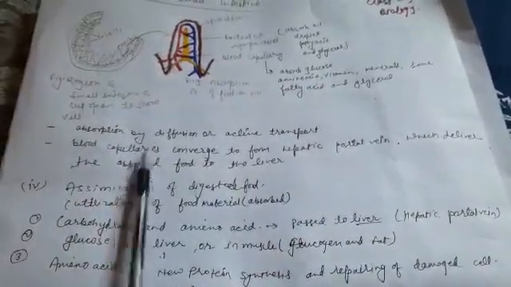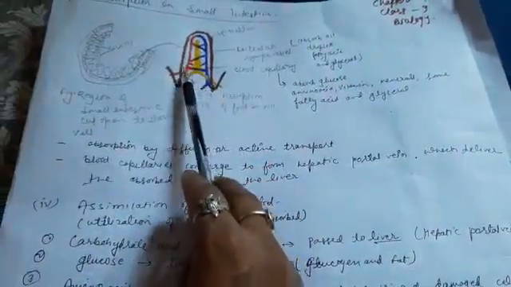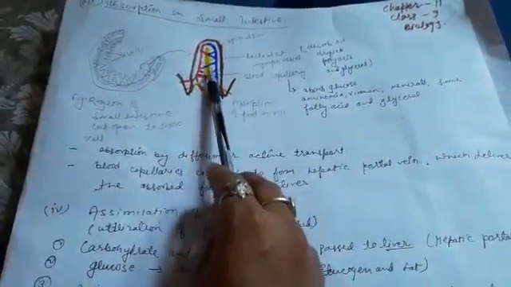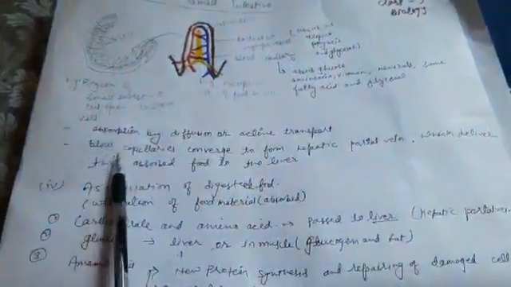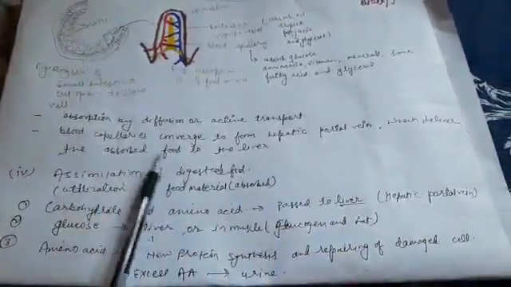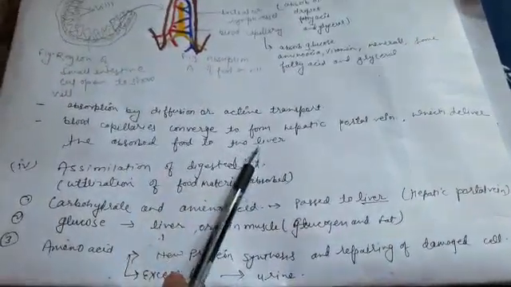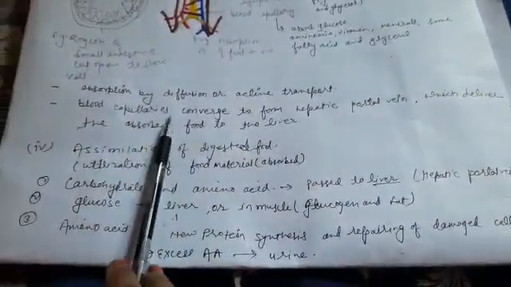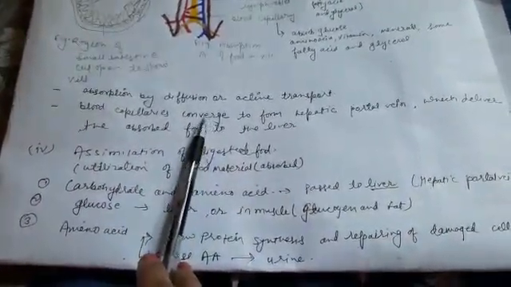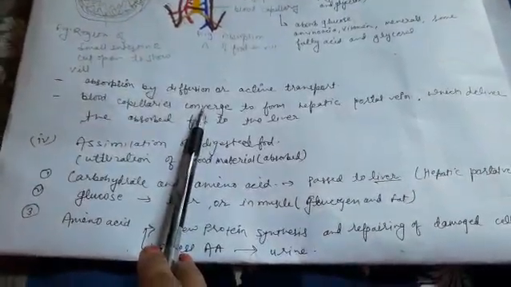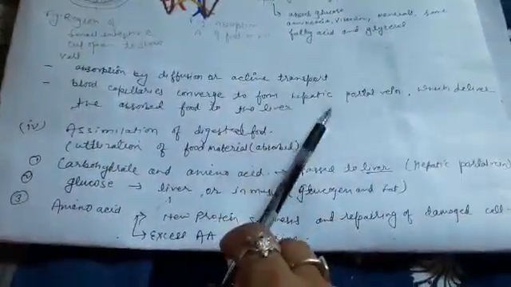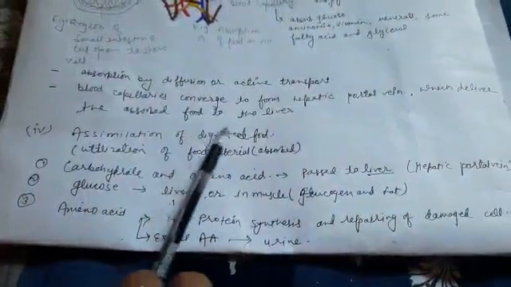Now the blood capillaries. Here the blood capillaries are shown in two colors, one for oxygenated blood and another for deoxygenated blood, and the lacteal is represented by the yellow color. Blood capillaries converge to form the hepatic portal vein, which delivers the absorbed food to the liver. What happens? The blood capillaries converge. What is the meaning of convergence? It is the meeting point of more than one capillary to form the hepatic portal vein, and this vein delivers the absorbed food to the liver.